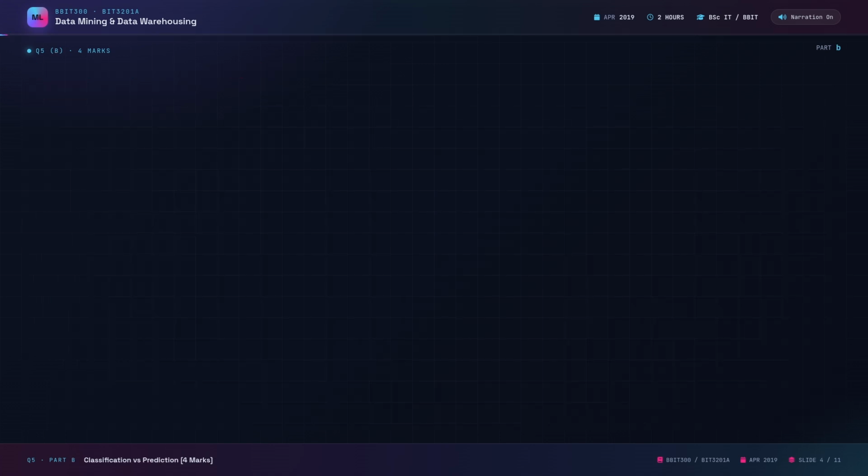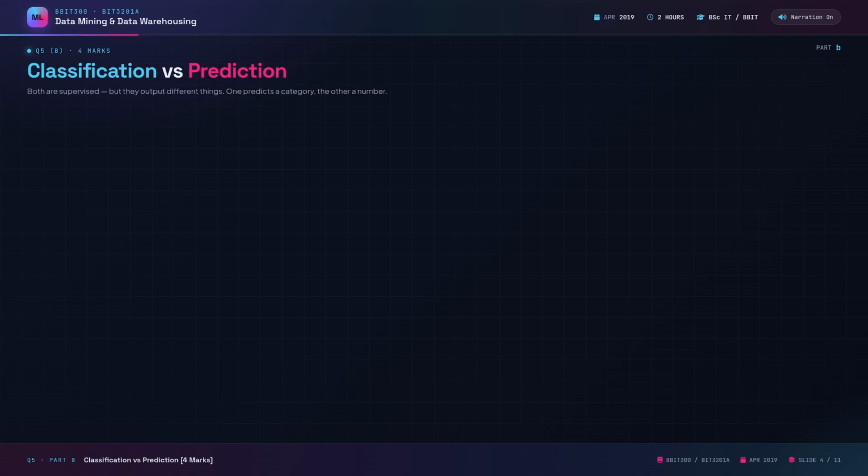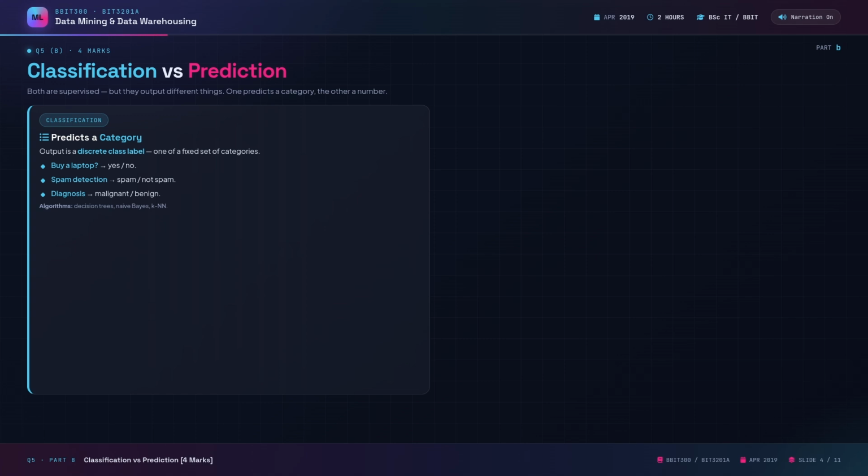Part B, 4 marks, distinguish classification from prediction using examples. Both are forms of supervised data analysis, but they differ in what they output. Classification predicts a categorical label, a discrete class. The output is one of a fixed set of categories. Example, given a customer's age, income, and credit rating, classify whether they will buy a laptop. The answer is yes or no.